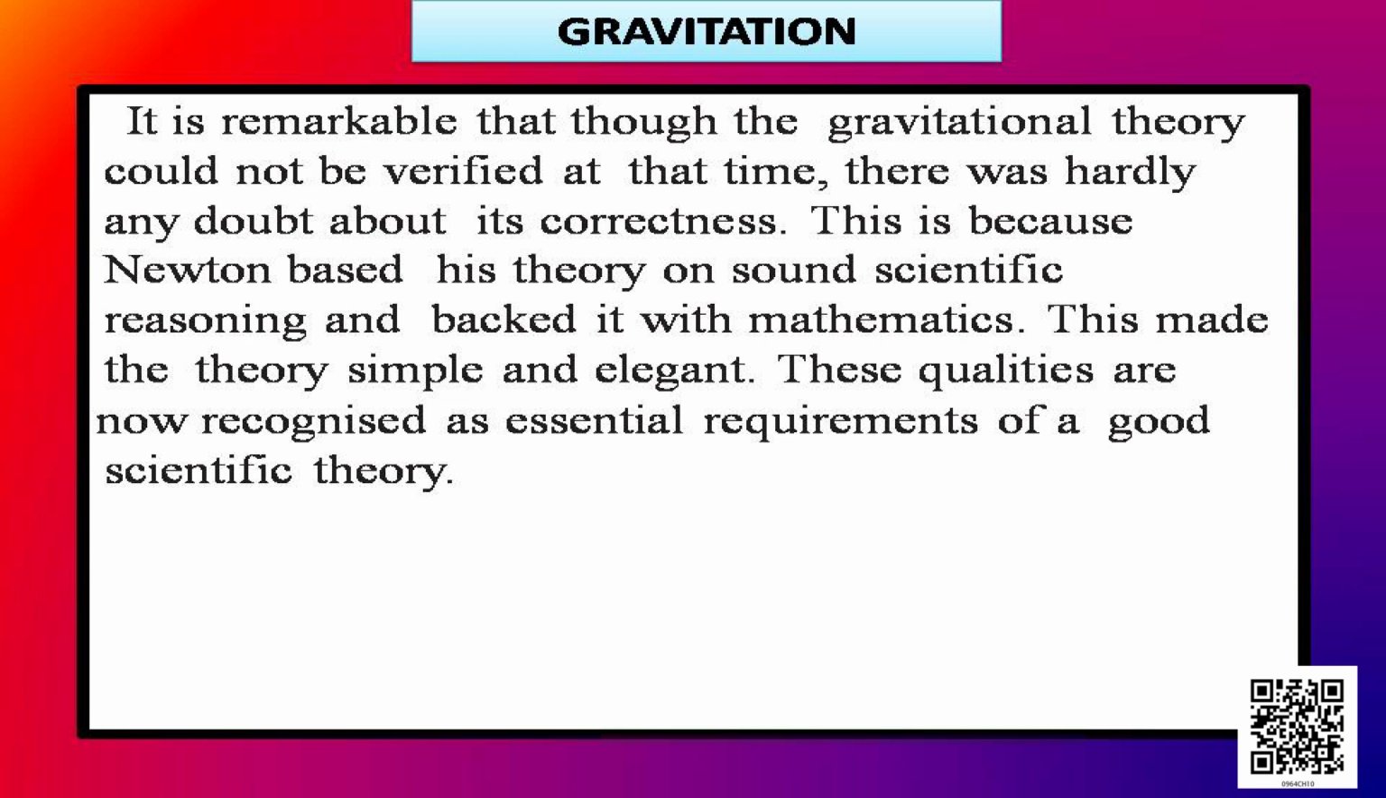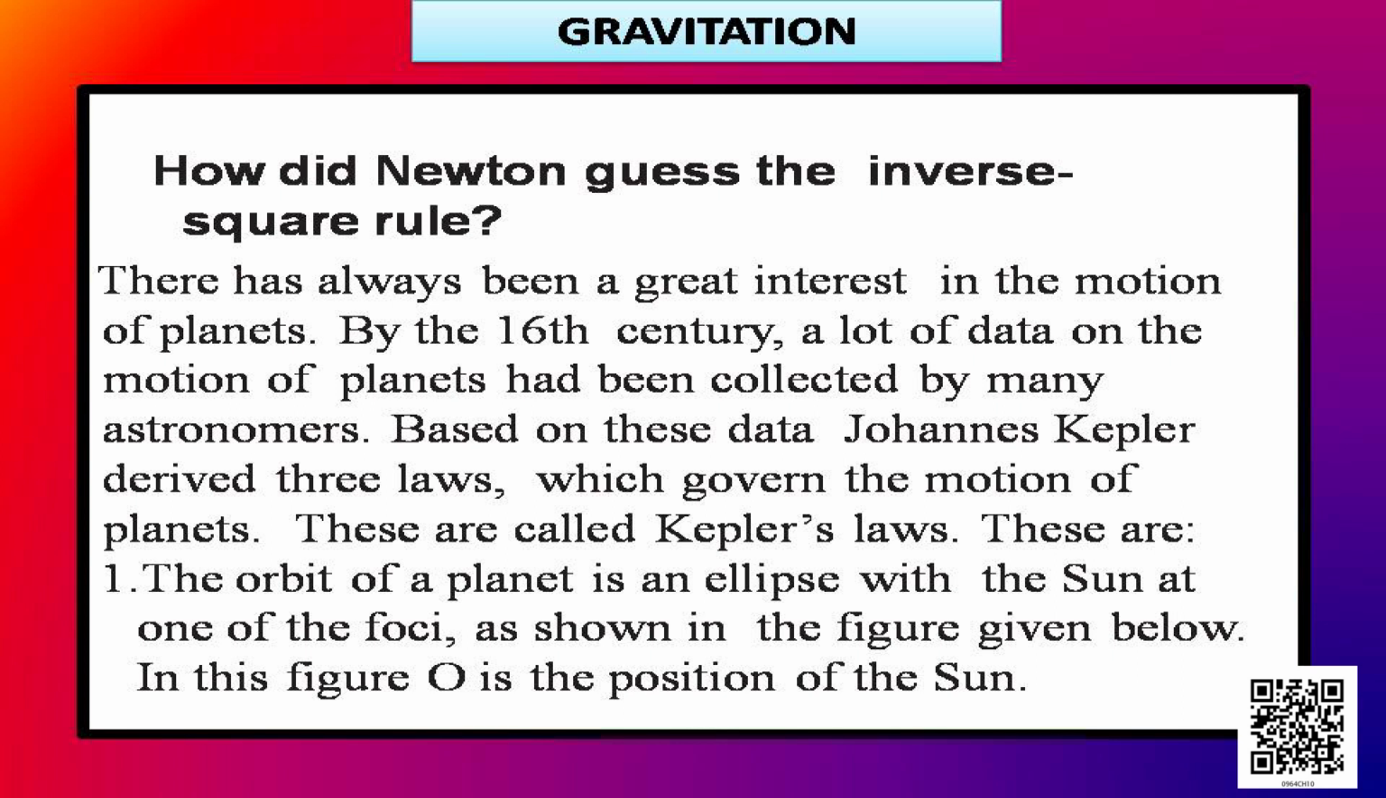Now let us discuss how Newton guessed the inverse square rule. There has always been a great interest in the motion of planets. By the 16th century, a lot of data on the motion of planets had been collected by many astronomers. Based on this data, Johannes Kepler derived three laws which govern the motion of planets. These are called Kepler's laws.